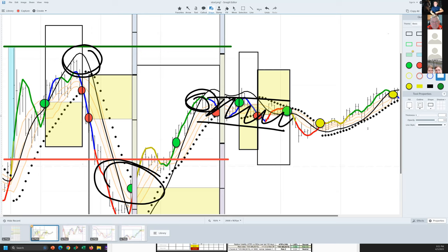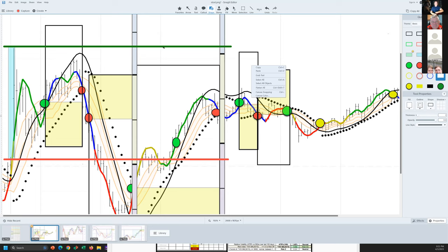I thought about this one going into the close and said, nah, it was too choppy, and so I didn't get the extra R or half an R that was available there. So about a C-plus kind of day.